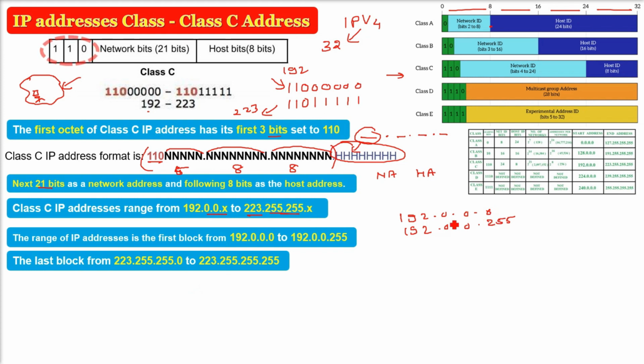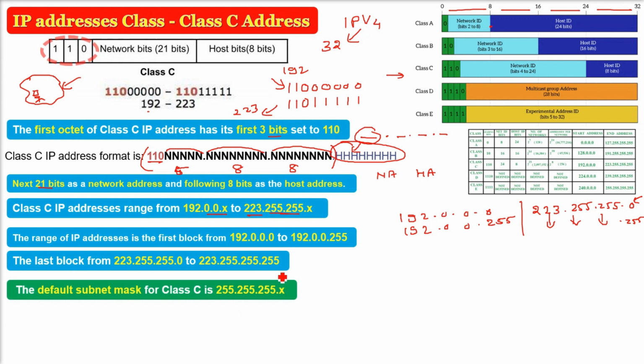And what will be the last block? Same thing. You have 223. The highest can be, because you just have to worry about the first 3 octets, 223.255.255.0, and you can only change the host. So 223.255.255.255 will be the last block, the highest number.